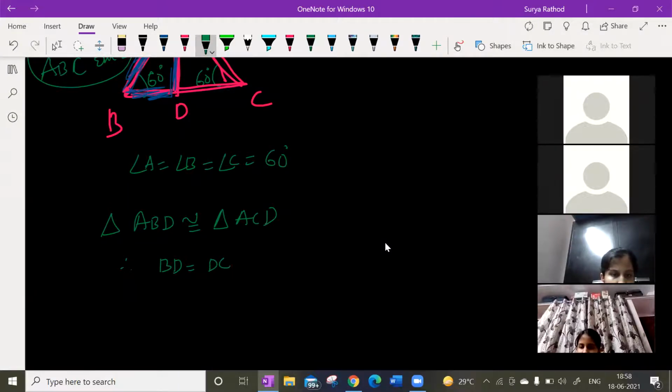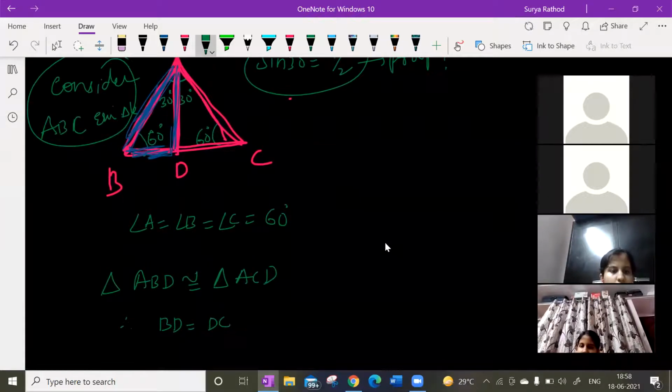Yes, sir. Both sides will be equal. BD is equal to DC. Why? Because this and this will be equal. All sides equal means this and this both are equal. Right? BD is equal to DC.